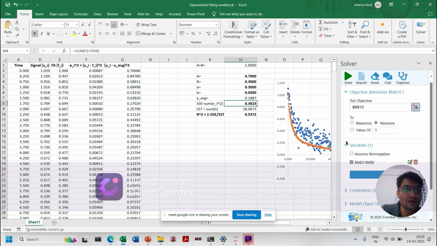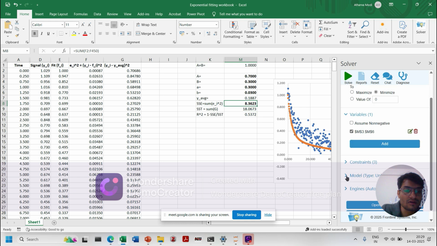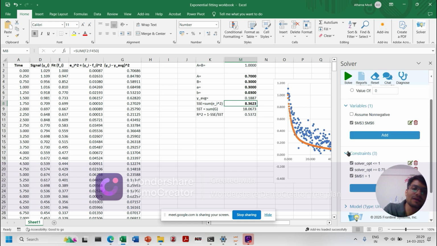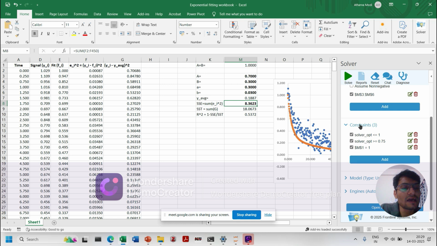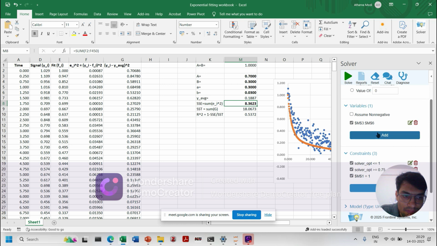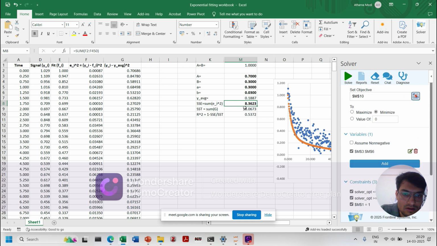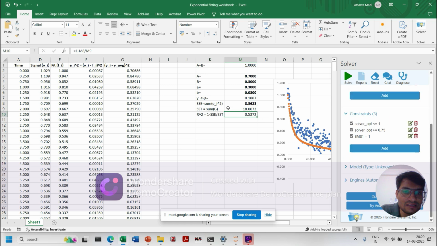Then I have added the variables as these four variables. So R square for the current fit, my initial guess, is 53%, and I have applied some constraints on the solver input: that this should be less than or equal to 1, and greater than or equal to 75.